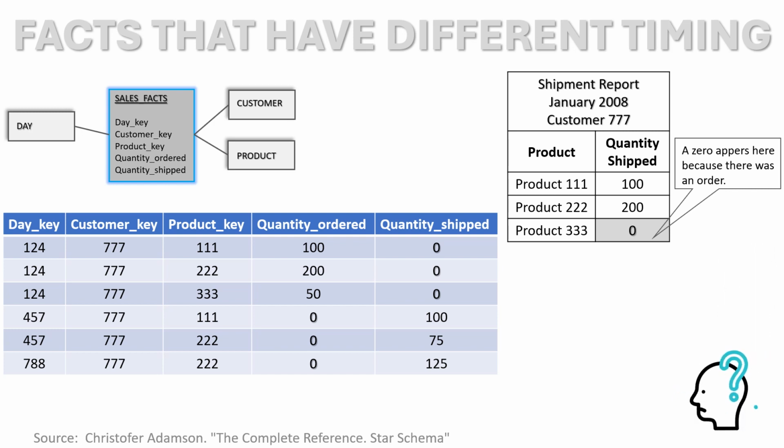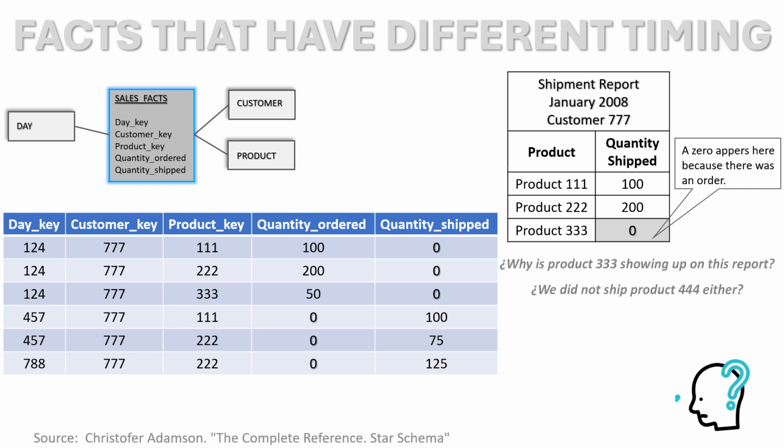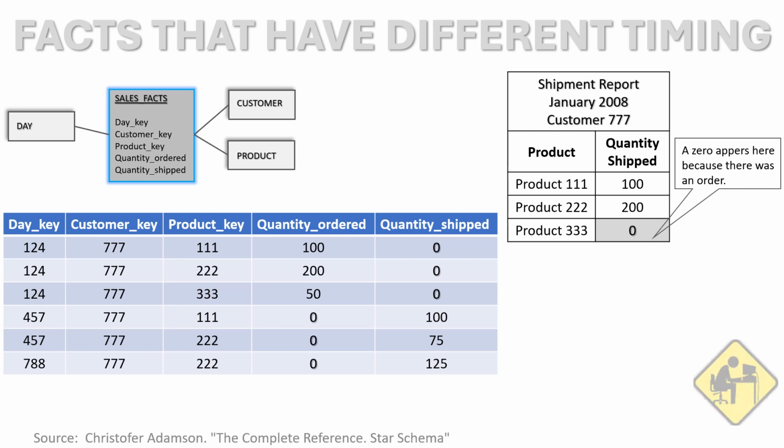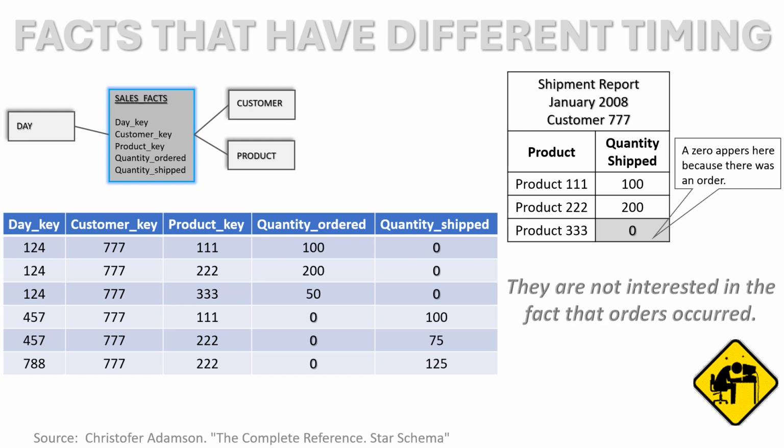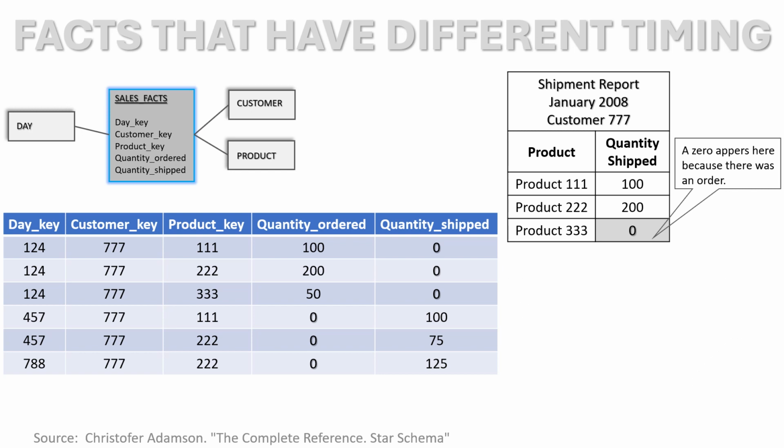This can be very confusing to end users, who will rightly ask, why is product 333 showing up on this report? We did not ship product 444 either, and I don't see that one on the report. What gives? The appearance of product 333 on this report is easily explained. It is there because the customer ordered it during the time period in question. This explanation is little consolation to business users trying to analyze shipment data. They are not interested in the fact that orders occurred. To them, these zero-value facts are a perplexing annoyance.